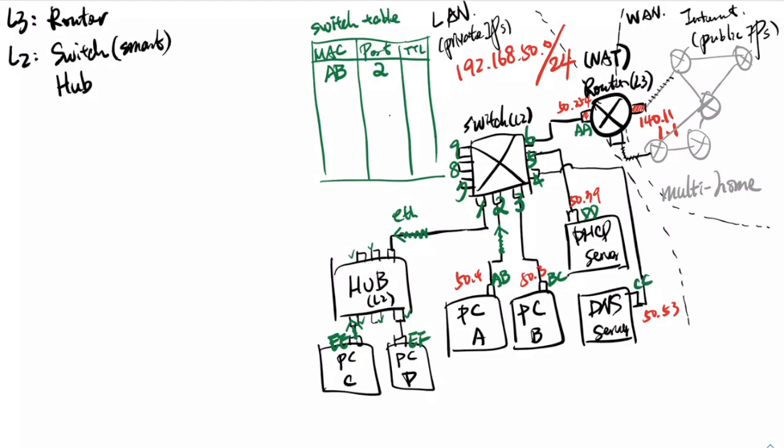For example, PCB, the MAC address BC is from port number 3. And MAC AA is right here, from port number 6, something like that. So next time, if a frame would like to go to AB, this smart switch will only send one copy of this frame to port number 2. All the other ports, 1, 3, 4, 5, 6, 7, 8, and 9, will not broadcast this specific frame, because it only goes to MAC address AB.